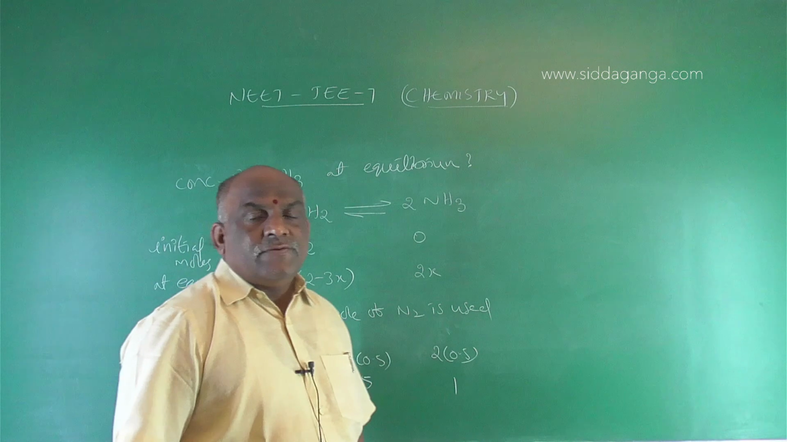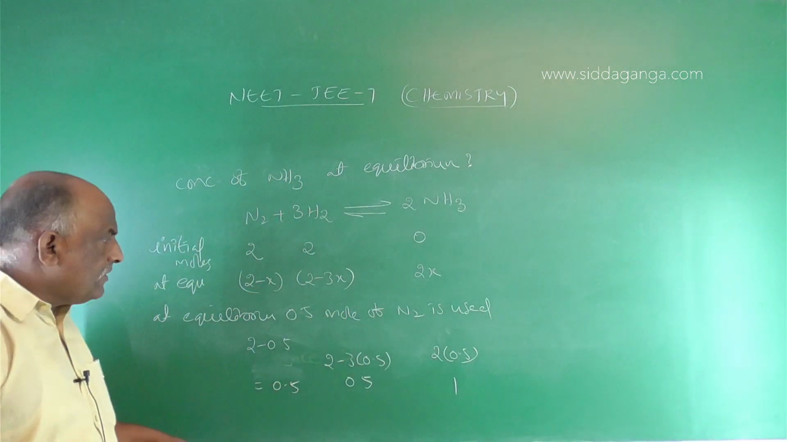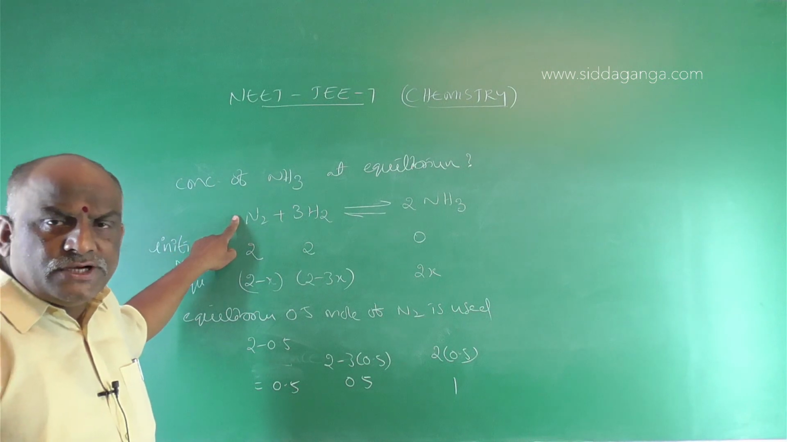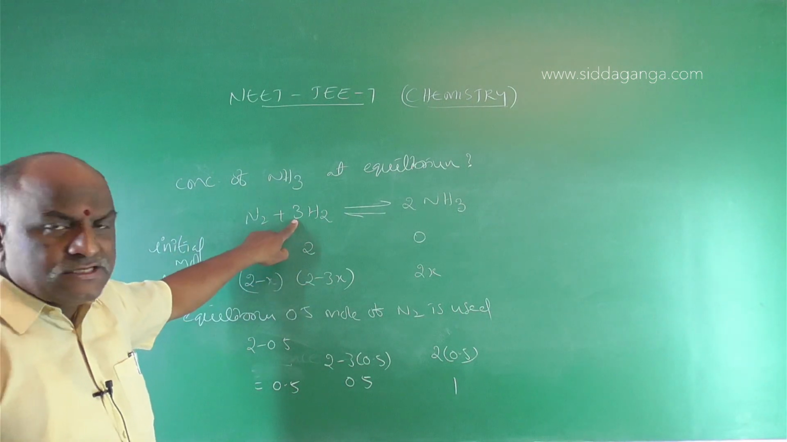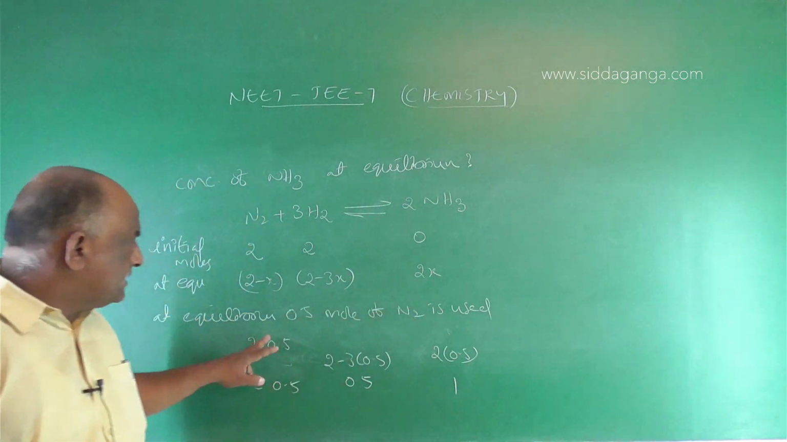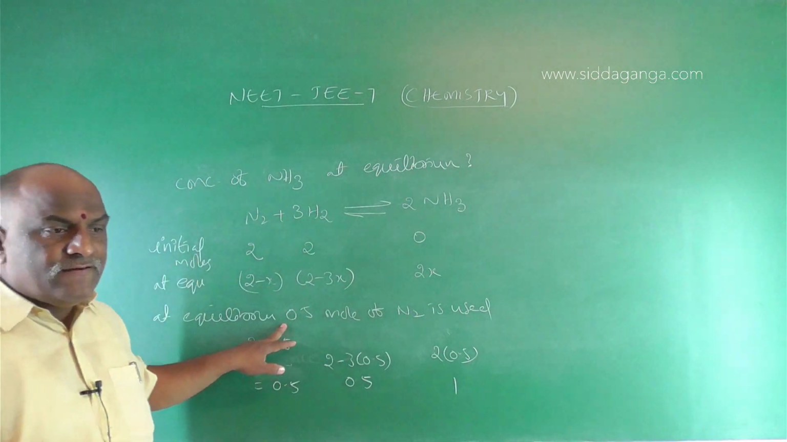2 into 0.5 is equal to 1. Remember, this step is very, very important, my dear students. Here we should go with 2 minus x because of stoichiometric coefficient 1. Here 2 minus 3x, stoichiometric coefficient 3. Here 2x. What is x? X given is 1 by 2, in the question.